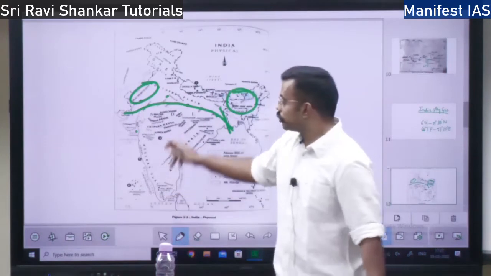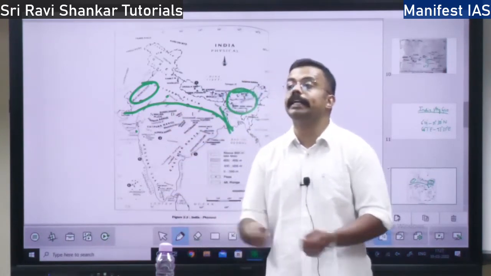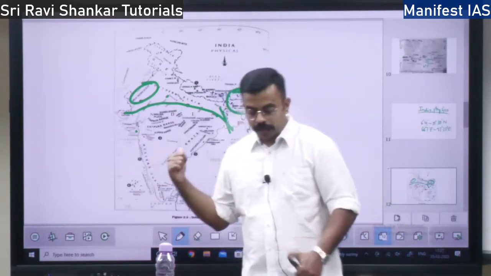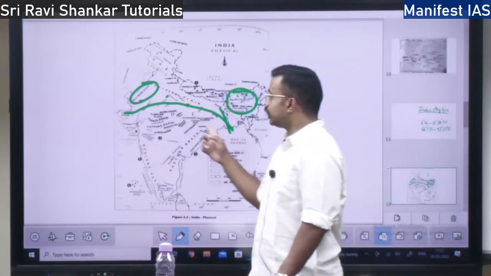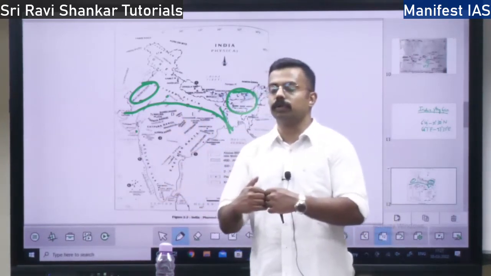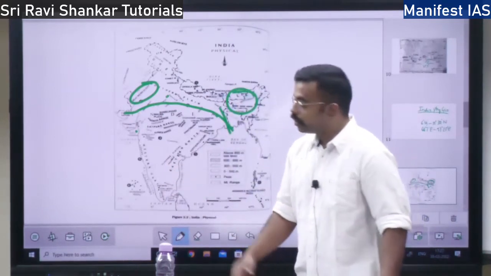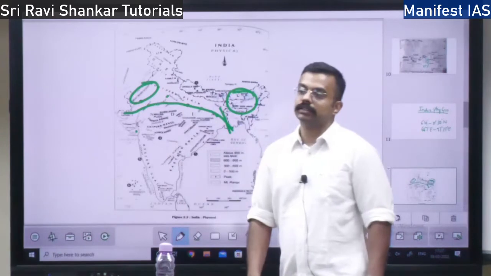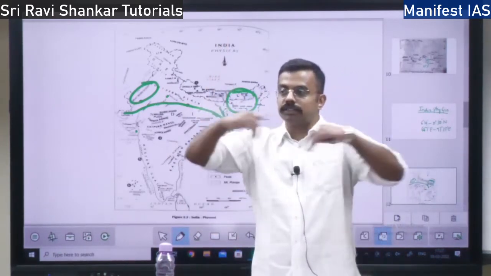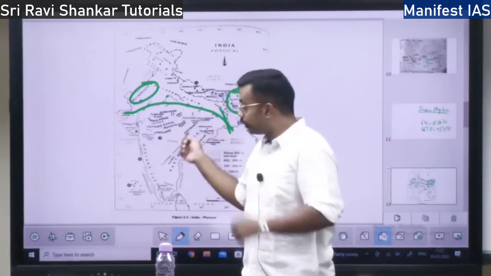So here, this part was formed because of tectonic activity. Tectonic means what? Plate tectonics. Because of plate tectonics, this part was formed. Here, faulting took place. Faulting means a gap, two rocks moving away. There is a crack in the rock. That is a fault. And also vertical movement. One is faulting and some rocks also moved vertically. Horizontal movement and vertical movement in this particular plateau.